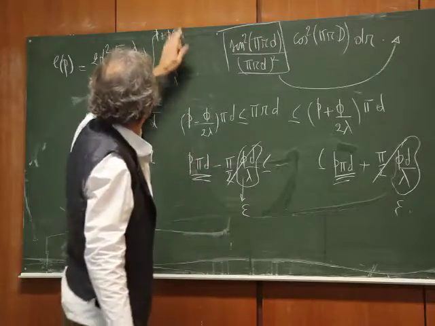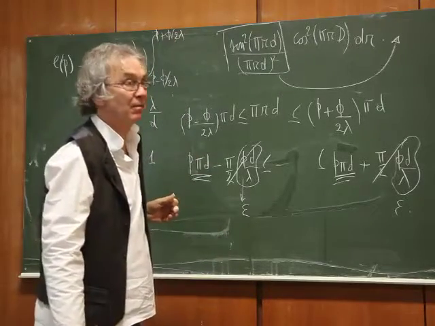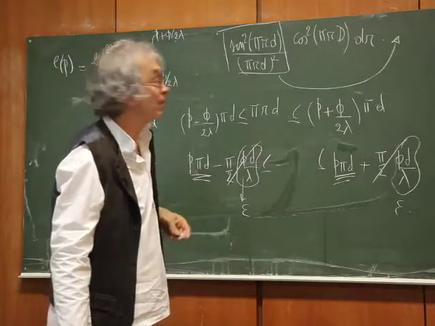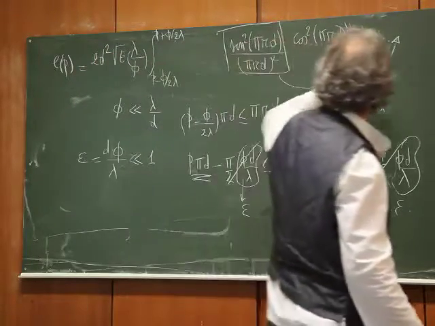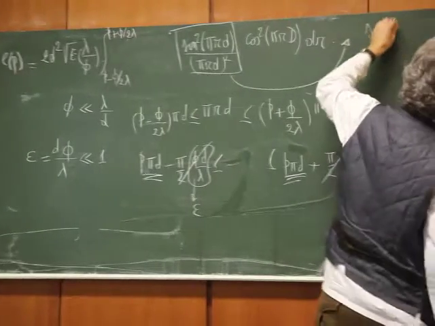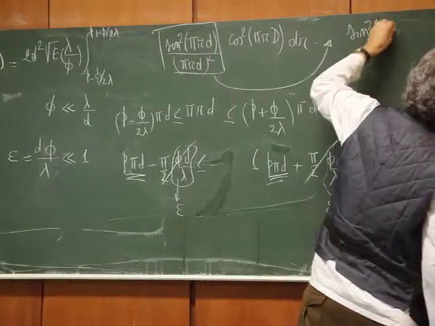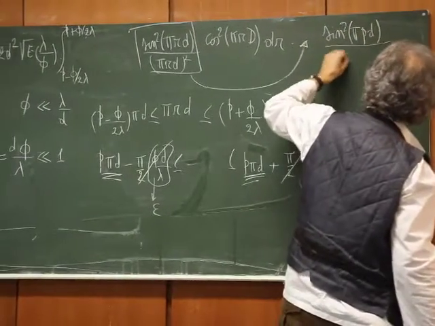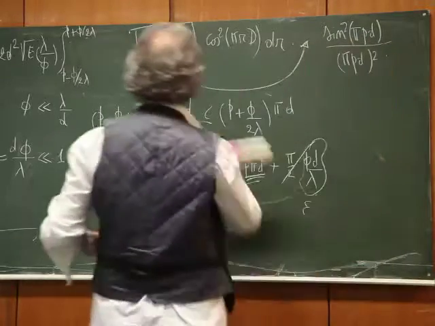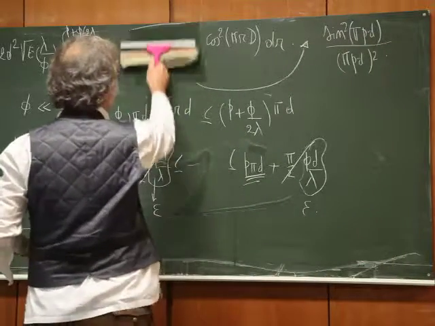Since this is negligible and this is negligible, I just replace the R by P. So this becomes sine square of pi PD divided by the square of pi PD. Okay, so this is a simplification.